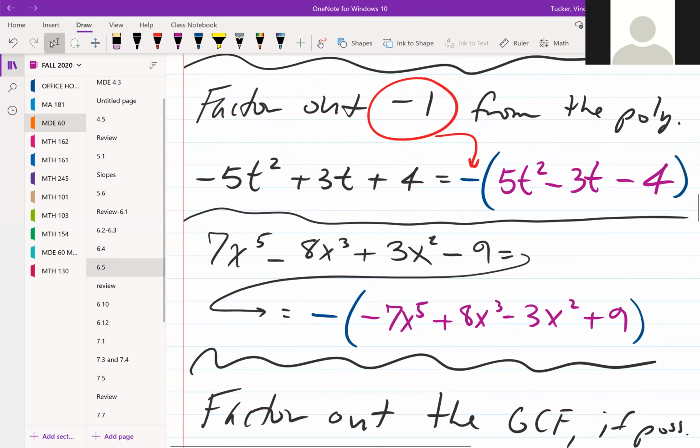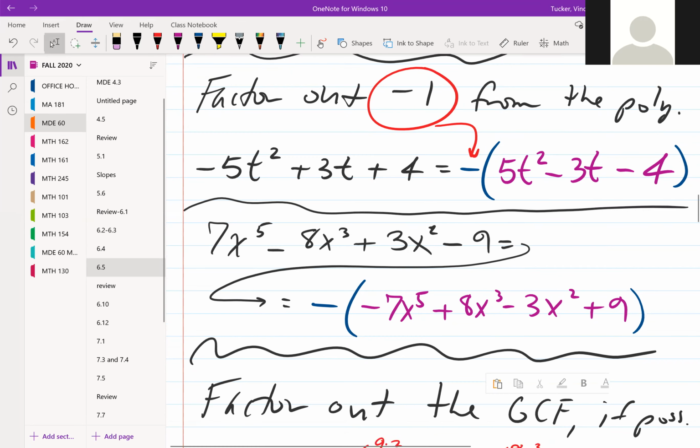No, we don't ever change the sign. Wait, how do I? I'm missing something. Oh, never mind. I said it. Sorry. Not a problem. All right.